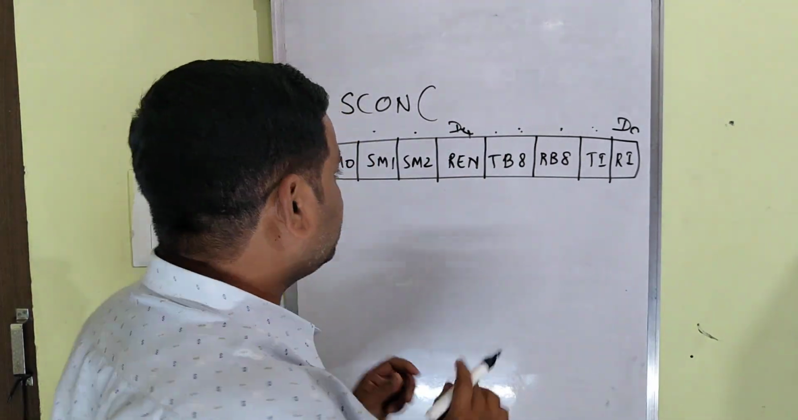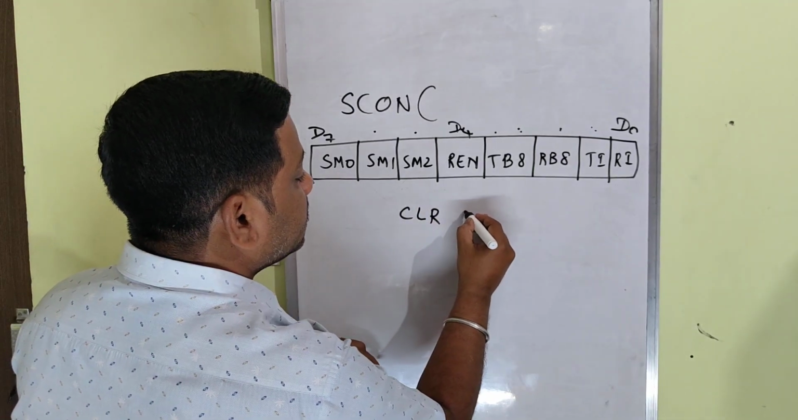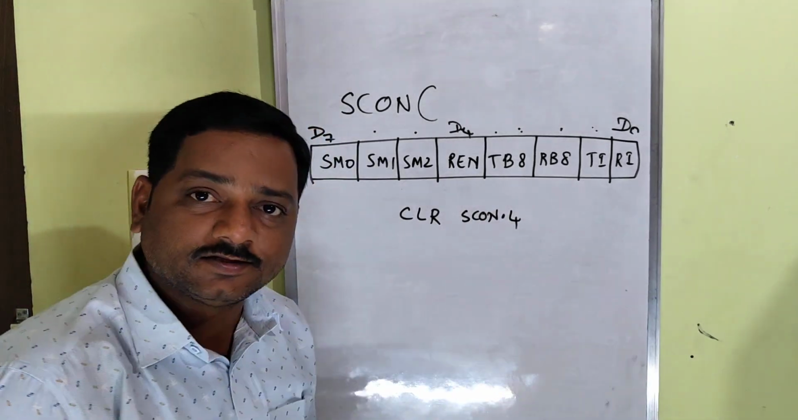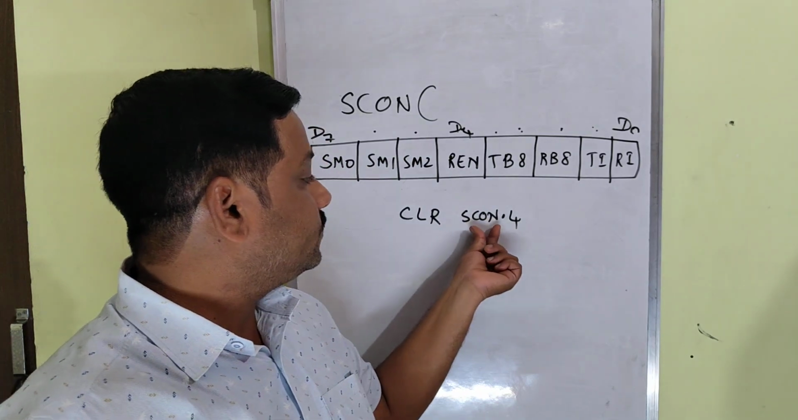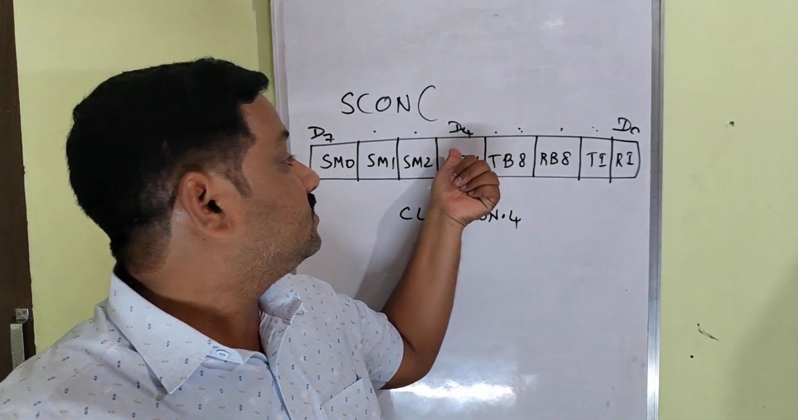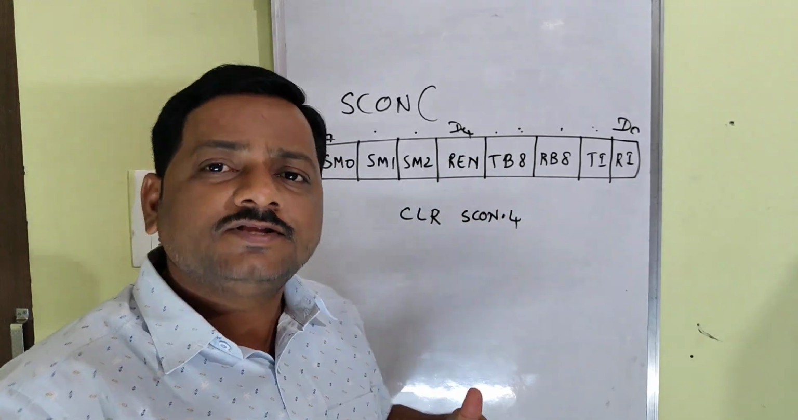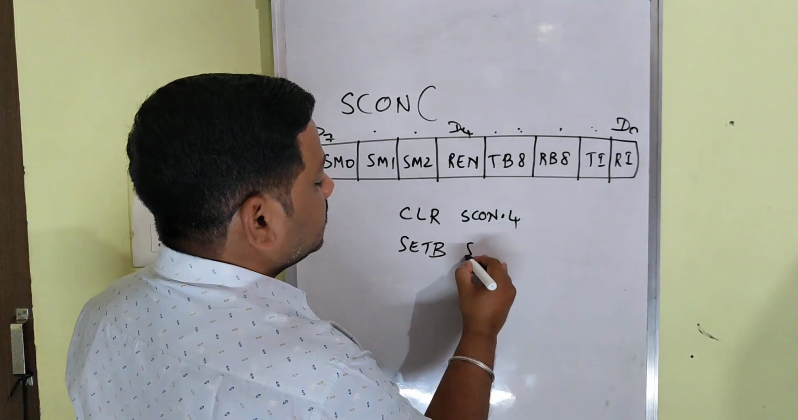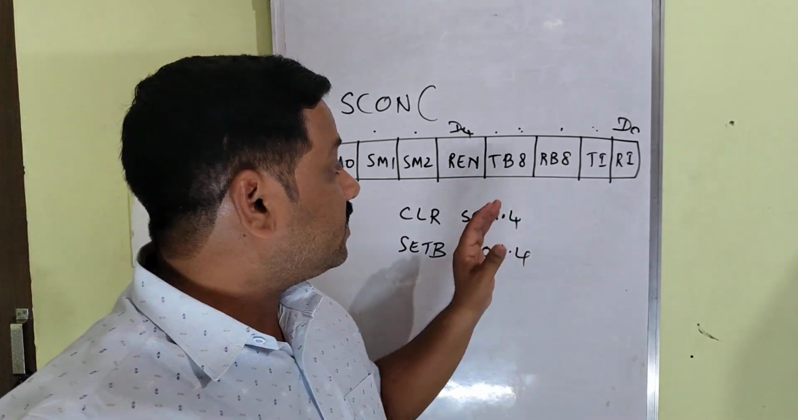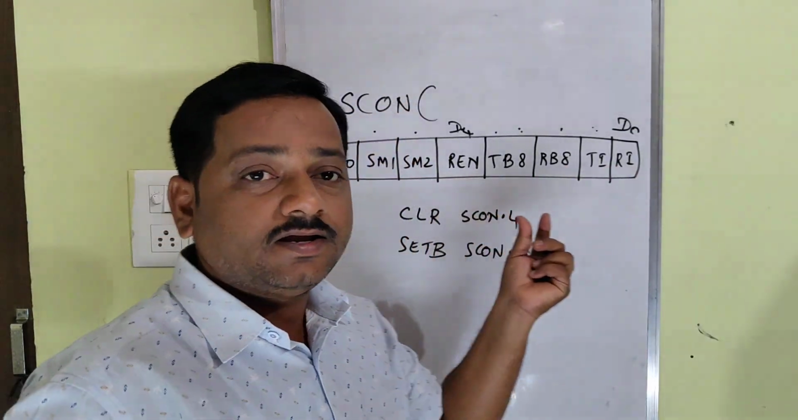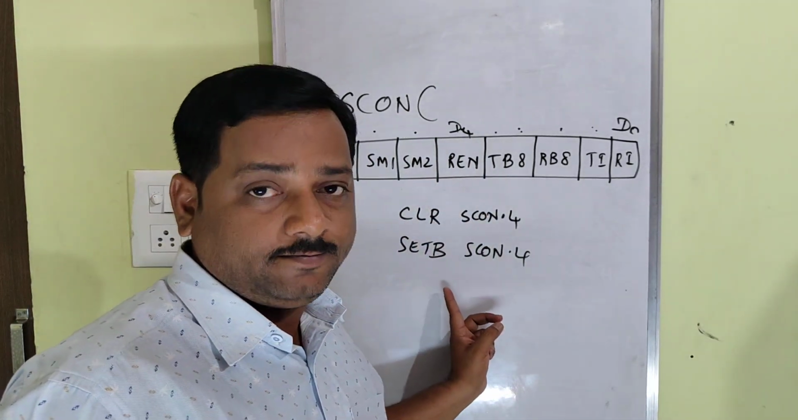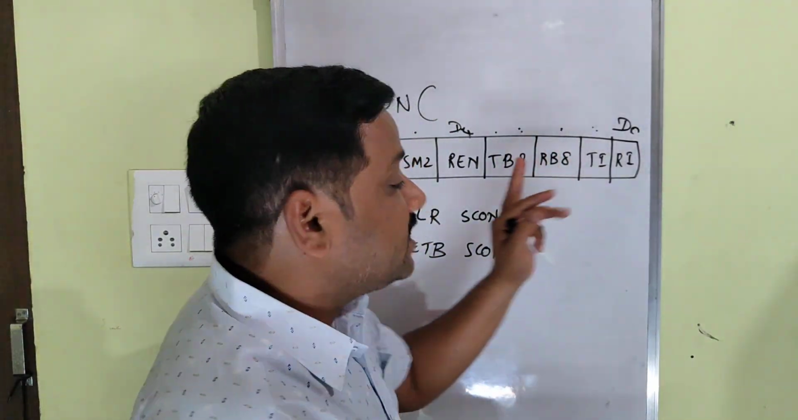Say I want to make D4 as 0, then we can use the instruction clear: CLR SCON.4. SCON.4 will go to the SCON register and its 4th bit, and this 4th bit is going to be cleared, means 0. If you want to make it high, you can write SETB, set bit, SCON.4. So without disturbing the other bits, we can alter any one bit. This is just an example to show that this register can be handled bitwise.